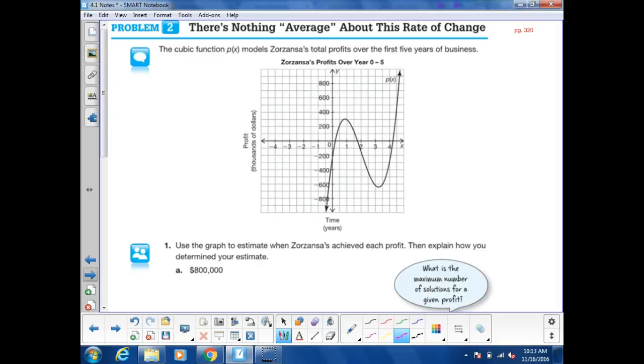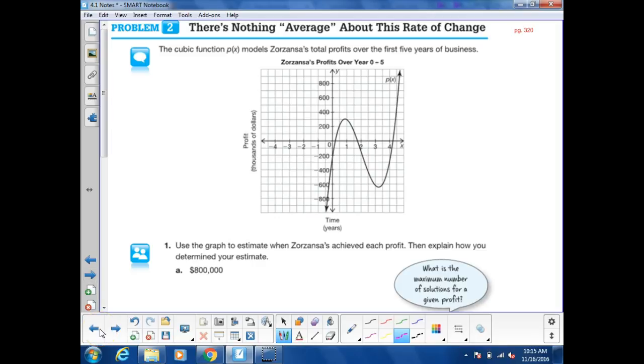The cubic function p of x models Zorzanza's total profits over the first 5 years of Zorzanza being in business. Okay? I just like saying Zorzanza. Sounds like a pizza place. Alright, we're making pizzas. Well, that's what I was asking about before, sister.